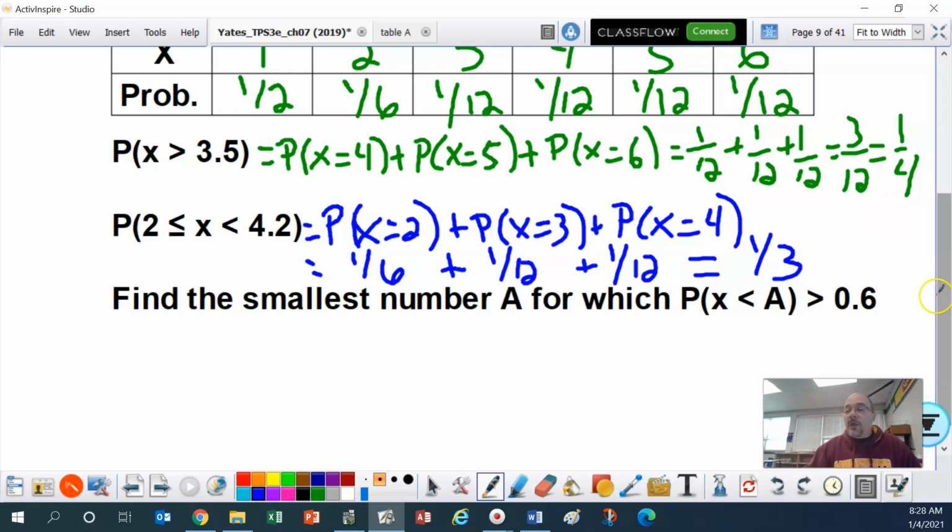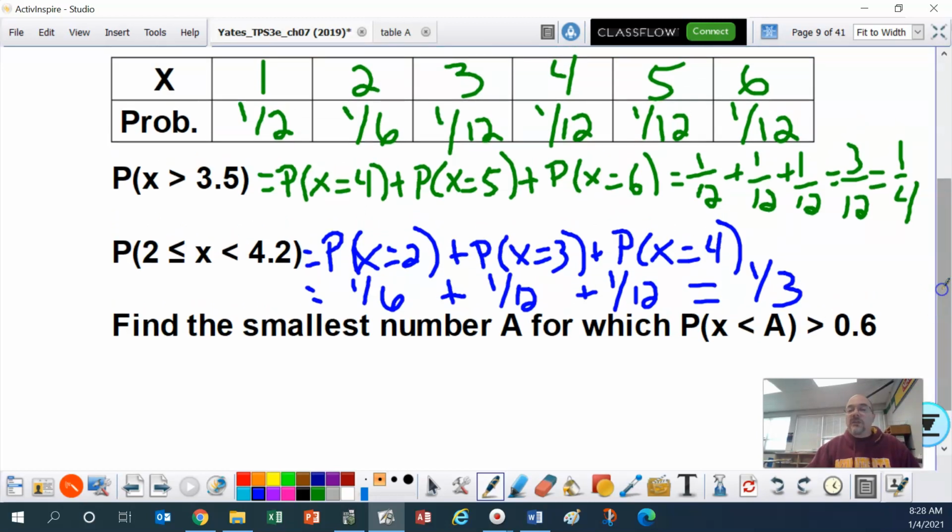Now, this next question, find the smallest number A for which the probability is greater than 0.6. Okay, well, first of all, 0.6, ladies and gentlemen, is the same as 6/10, right? 0.6 is the same as 6/10. And if I reduce that, let's see, 2 goes into that 3 times, so that would be the same as 3/5, okay? The same as 3/5.